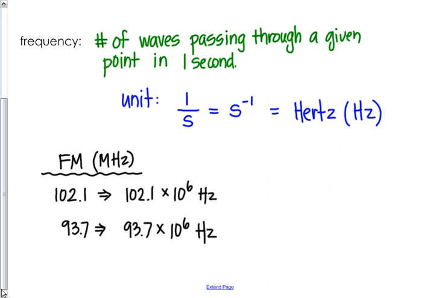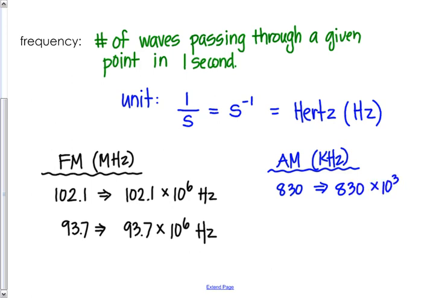On the other hand, AM radio stations are in kilohertz. So if you look at something like 830 WCCO, it has a frequency of 830 kilo, or times 10 to the 3, hertz. So FM radio stations are broadcasting at a higher frequency than AM radio stations.